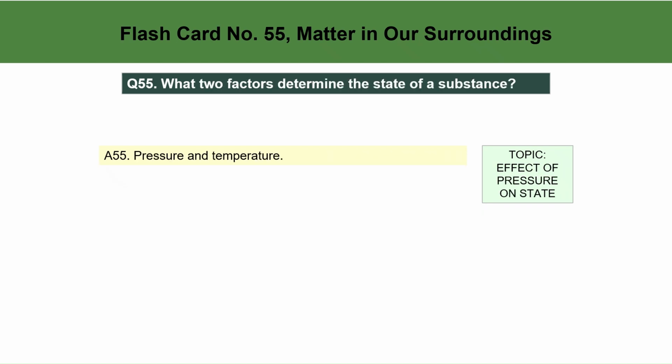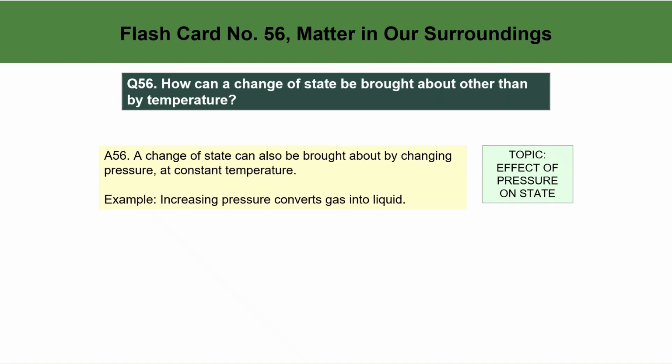Next. What two factors determine the state of a substance? Pressure and temperature. How can a change of state be brought about other than by temperature? A change of state can also be brought about by changing pressure at constant temperature. Example, increasing pressure converts the gas into liquid.